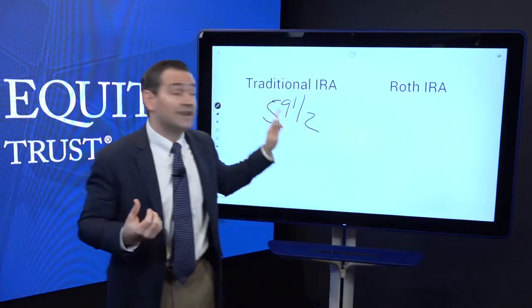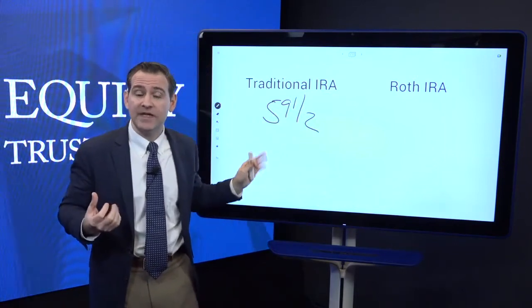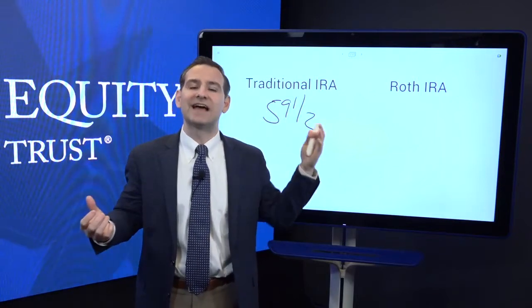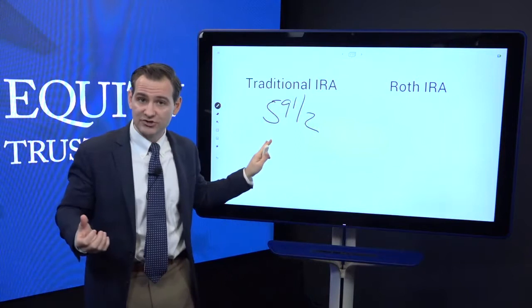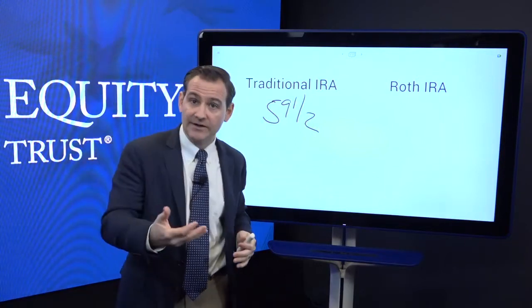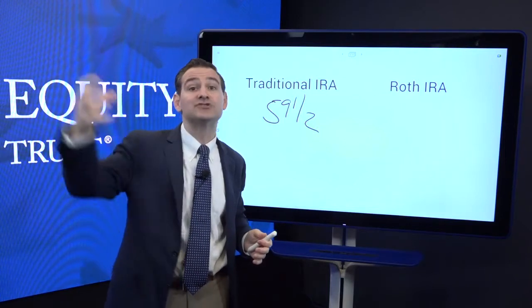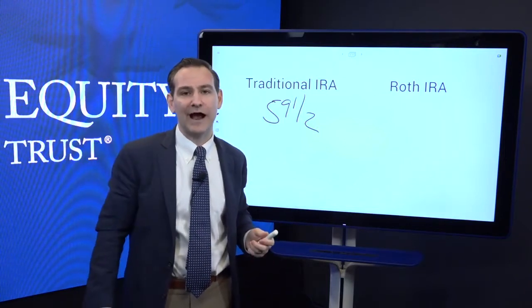The analogy we use in the industry is with retirement plans, you either pay taxes on the seed or you pay taxes on the crop. With a traditional IRA, when you put money in, again, you got a deduction, so you didn't pay taxes on the seed. Eventually, you have to pay taxes on the crop.